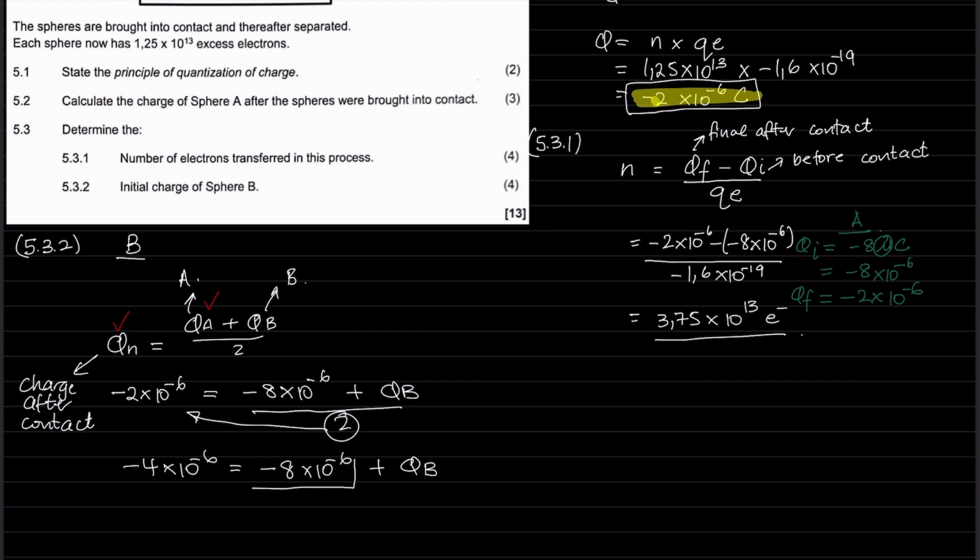You can now take this across, and if you take that across, it's going to turn to addition. So minus 4 times 10 to the power minus 6 plus 8 times 10 to the power minus 6 is equal to Qb. Qb is thus equal to 4 times 10 to the power minus 6 coulombs.